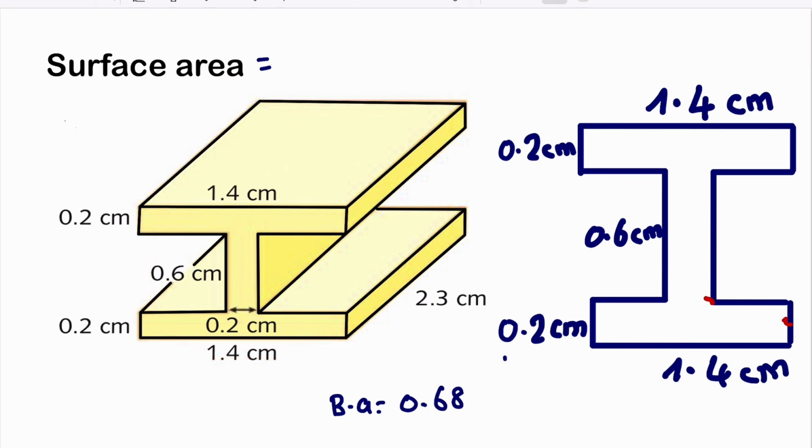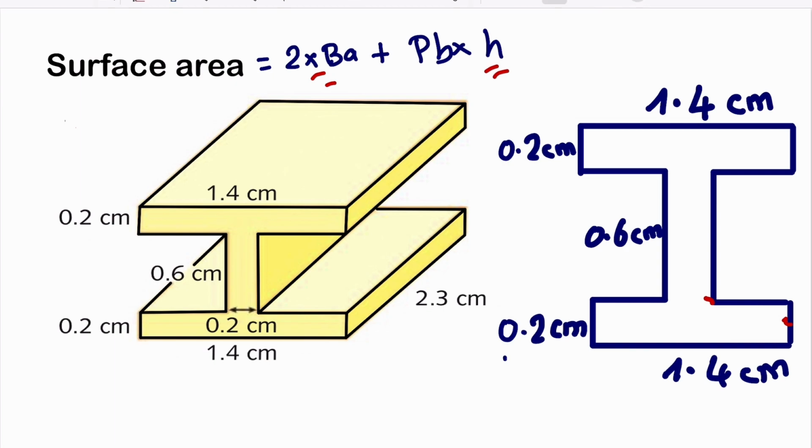You can use this formula for surface area for all prisms: 2 times base area plus perimeter of the base times the height. This formula is very accurate, so it's very difficult for you to make a mistake with it. But we know the base area already, right? So we can proceed. We are going to get surface area equals 2 times base area, 2 times 0.68 plus the next thing to do is to calculate the perimeter of the base.